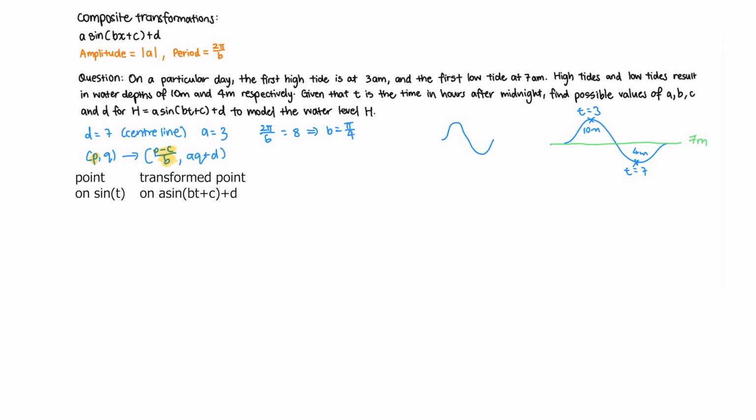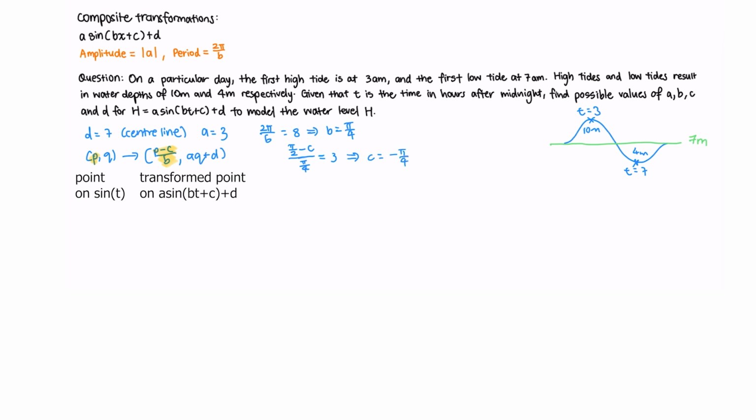So if you look at the original sine graph, this part is when X, or if you want to say T, equals pi over 2. And this point becomes T equals 3. So we know that pi over 2, which is the old point, minus C over B will equal the new point, which is at T equals 3. And we know B is simply pi over 4. So if we solve this, C is actually equal to negative pi over 4.